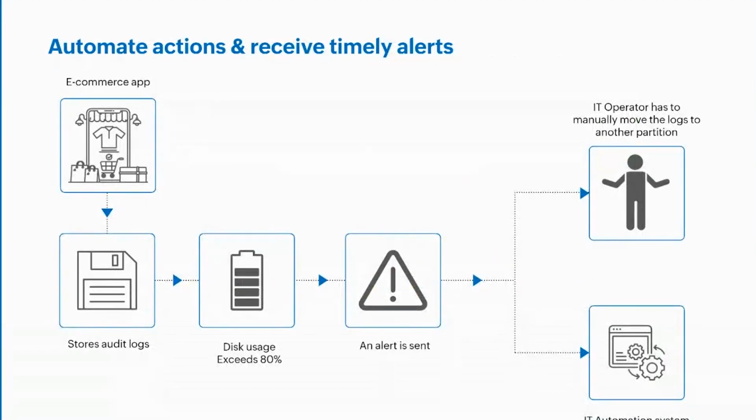Now we are going to see automated actions and getting timely alerts. Say you have an e-commerce application which sends logs, and the logs are stored on a particular disk. When the disk usage is more than 80 percent, an alert is sent to your team, and a team member takes care of that alert by moving the logs from one drive to another drive to clear the alert. Instead of doing it manually, Applications Manager has a functionality that helps you create an automated action. You can create your own script so that the script will move the log files from one drive to another drive at the time of the alert.